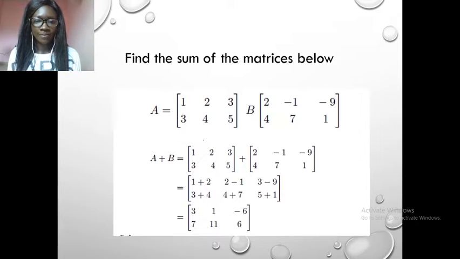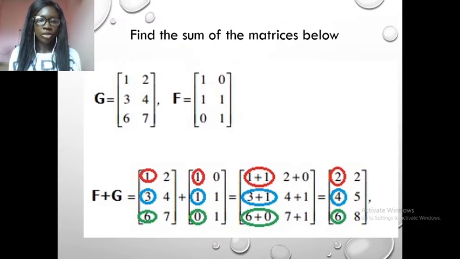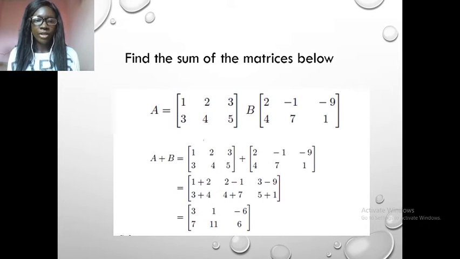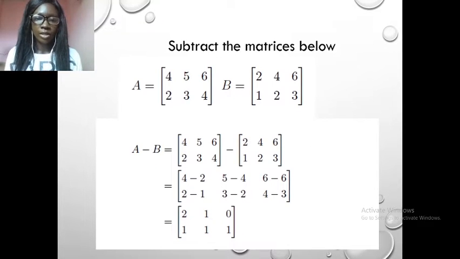I hope that's clear. So the first example is a 3 by 2 matrix, and this one is a 2 by 3 matrix. So let's subtract matrices. This matrix is also 2 by 3, right? So we have 4 here in the first row and first column. We subtract by the corresponding item in the second matrix, which is also in the first row and first column. So we have here 4 minus 2, 5 minus 4, 6 minus 6.